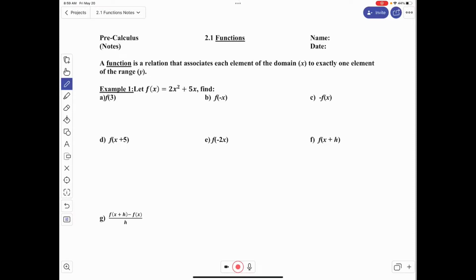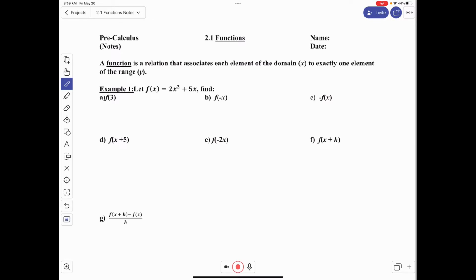This is section 2.1, functions. So a function is a relation that associates each element of the domain, which is your x, to exactly one element of the range, which of course is going to be your y. So part of this, again, should be a little bit of a review. You've had this in Math 2 and Math 3.